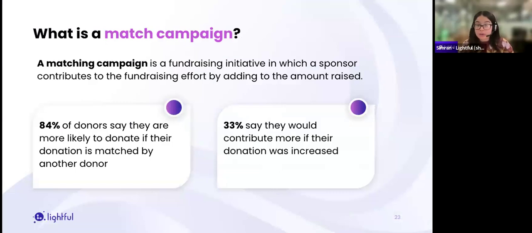And just to break down what a match campaign is: a match campaign is a fundraising initiative where donations are matched by a sponsor. That could be a foundation, a company, or a major donor. Effectively, it doubles, or sometimes even triples, but not in this case, the amount that is raised. So, for example, if someone donates £20 to you, the match fund will then add another £20, making the total £40 for your organization.